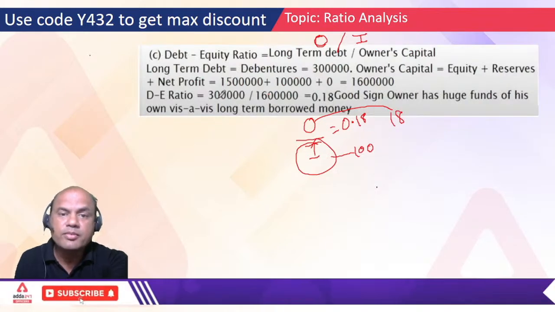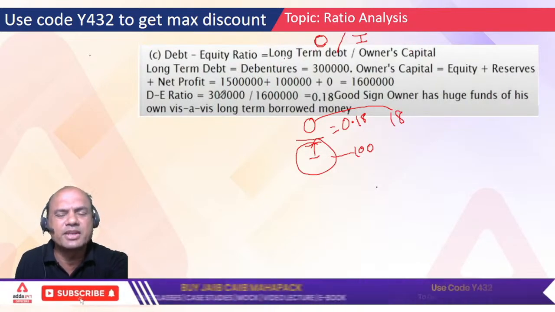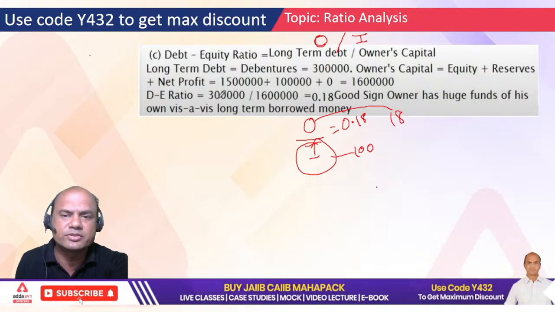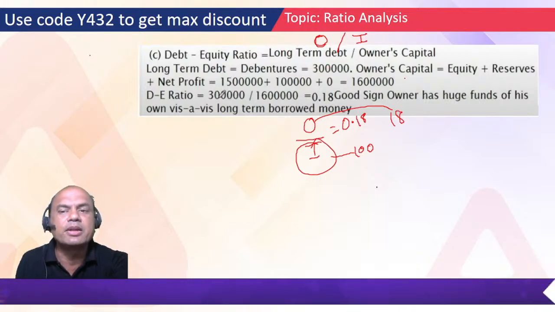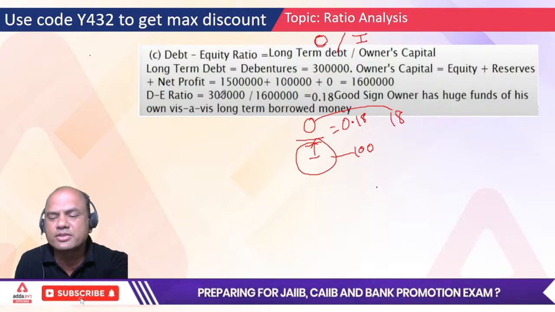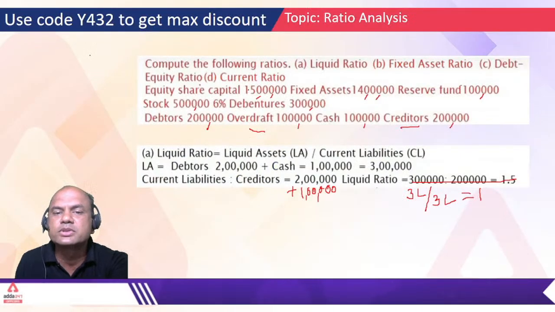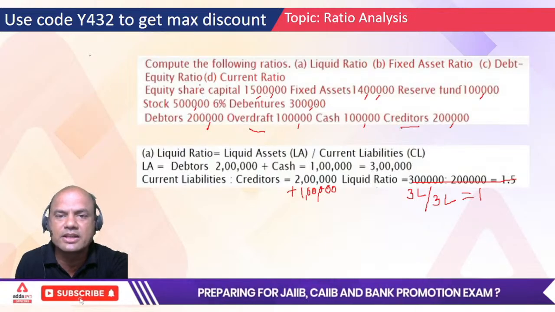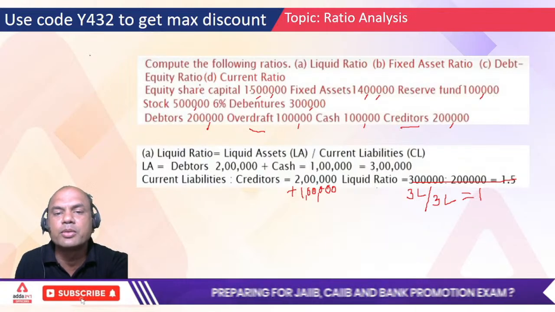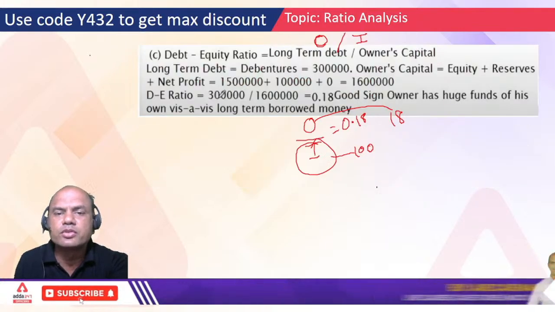Next, debt equity ratio is what? Long term debt upon owner's capital. Already we have seen this. Long term debt is what? Debentures, we have 3 lakhs, and then capital we have 15 lakhs, right? And reserves we have 1 lakh. See this reserve fund 1 lakh, capital share 15 lakhs. So outside is debentures 3 lakhs. Inside, owner's fund is how much? 15 plus 1 is 16.